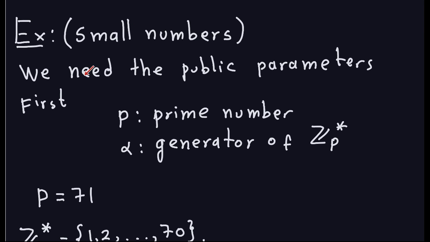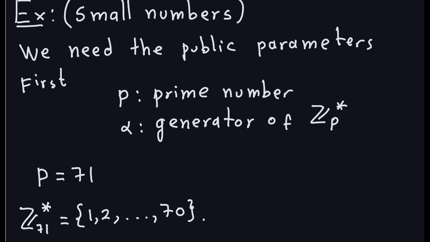So we need the public parameters first, which is the prime p, which is a prime number, and alpha, which would be a generator for Zp star. Now, the only thing you have to remember from this, if you didn't watch the discrete log series of videos, is that this alpha is a special element between 2 and p minus 2.